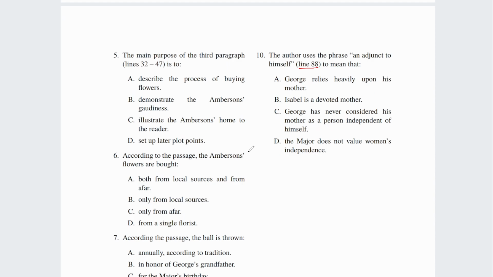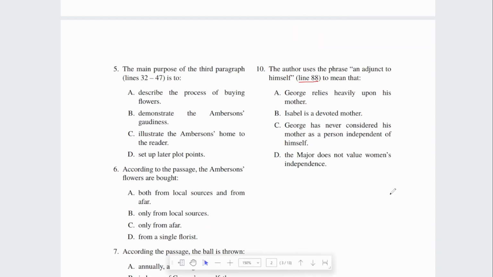So this to me means that he can imagine his mother as his mother, but he doesn't understand her as her own person. Right? So we don't know that Isabel is a devoted mother, for one thing. That seems overly simplistic. And we also don't know that George relies heavily upon his mother. He could imagine her this way and still not rely upon her at all. The major does not value women's independence is one of those absolutely wacky answers. It has nothing to do with what we're talking about because we're talking about George. The major's mother isn't a part of this entire passage.